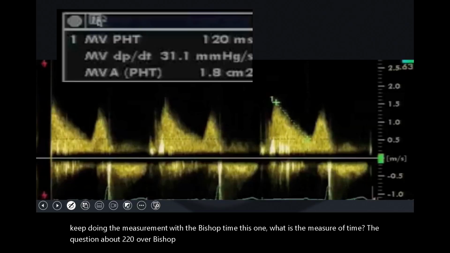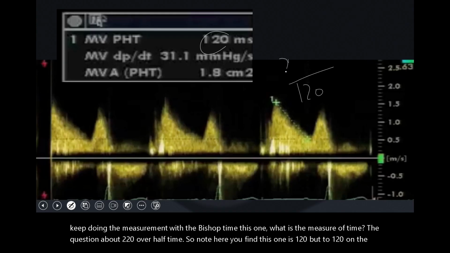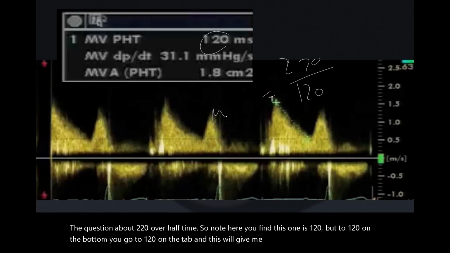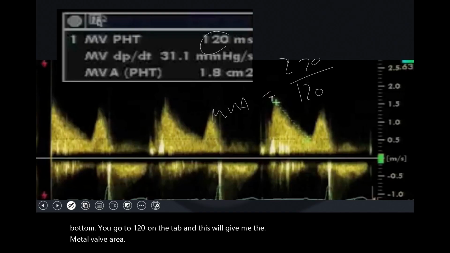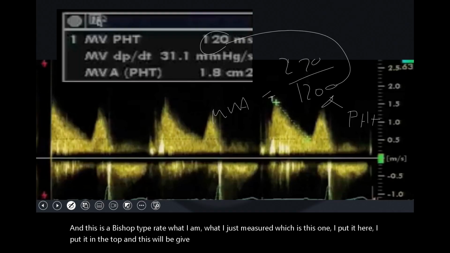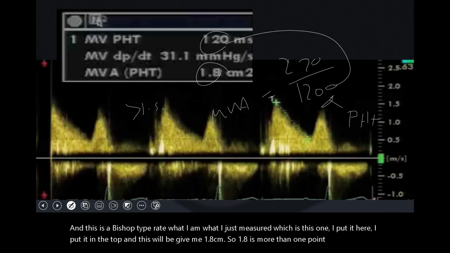So you do it here. You find this one is 120. You put 120 on the bottom, you put 220 on the top, and this will give me the mitral valve area. And this is the pressure half time, right? What I just measured, which is this one. I put it here, I put 220 on the top, and this will give me 1.8 centimeters. So 1.8 is more than 1.5, which means this is mild stenosis.